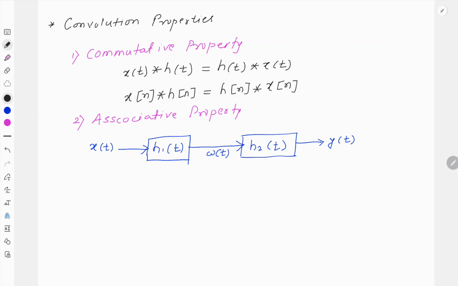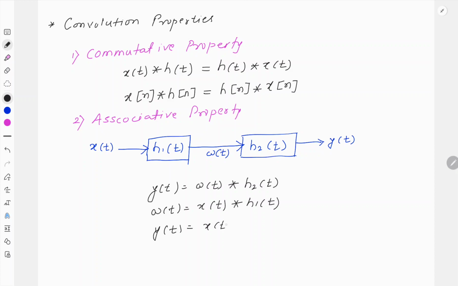Therefore, if we represent this in terms of convolution, we get y of t is equal to w of t convolving with h2 of t, because the input to the h2 system is w of t. But w of t is the output of the first system, so it is given as x of t convolving with h1 of t. If we substitute this in the first equation, we get y of t equal to x of t convolving with h1 of t convolving with h2 of t.